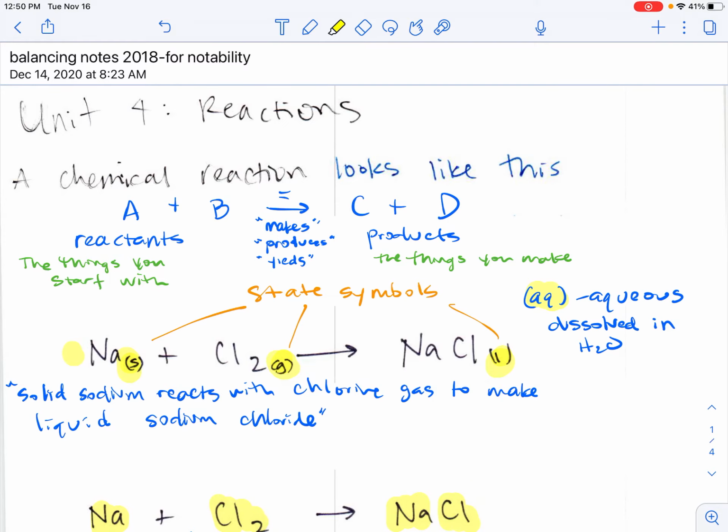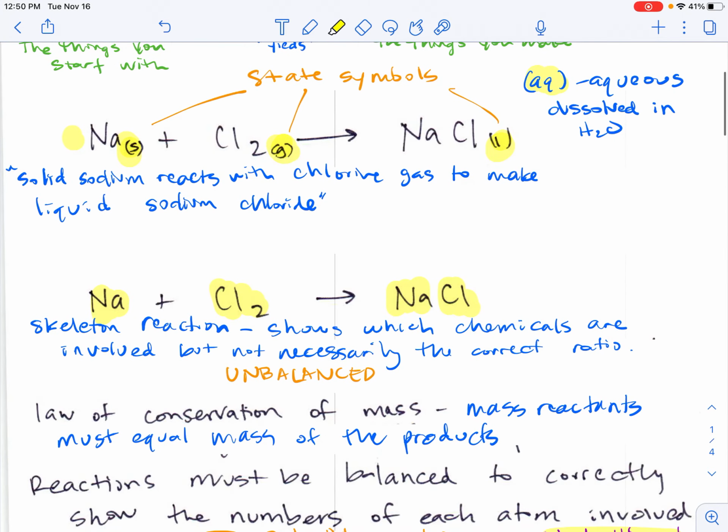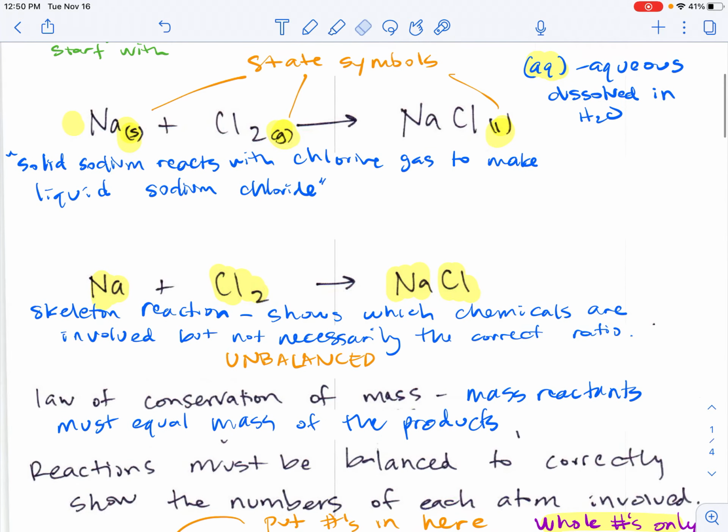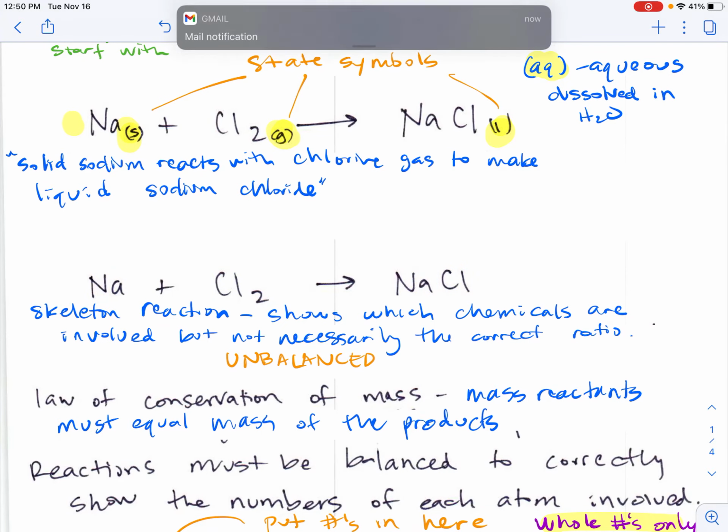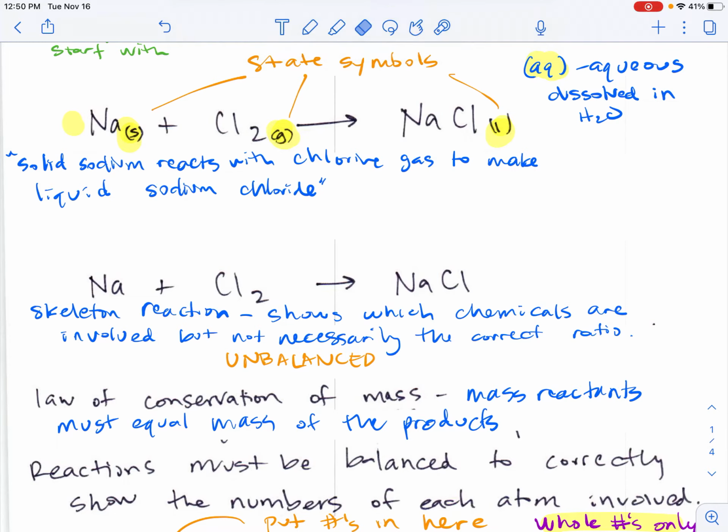Okay, so as we look forward, I just rewrote the reaction here. When we have the reaction written this way, it's not technically a correct reaction. This is called an unbalanced or skeleton reaction. It shows that the chemicals are involved, but not necessarily in the correct ratio.